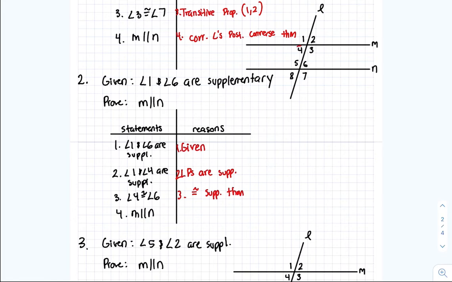So look, we proved that 4 and 6 are congruent, right? What type of angles are those? Those are alternate interior angles. And since we proved alternate interior angles are congruent, we can prove that those two lines are parallel because of the alternate interior angles converse theorem.